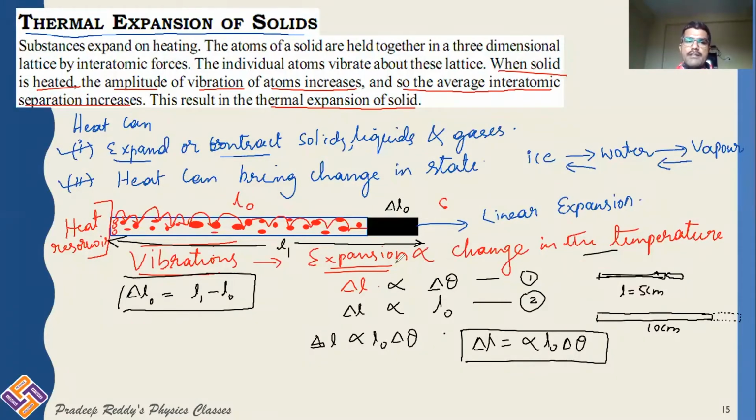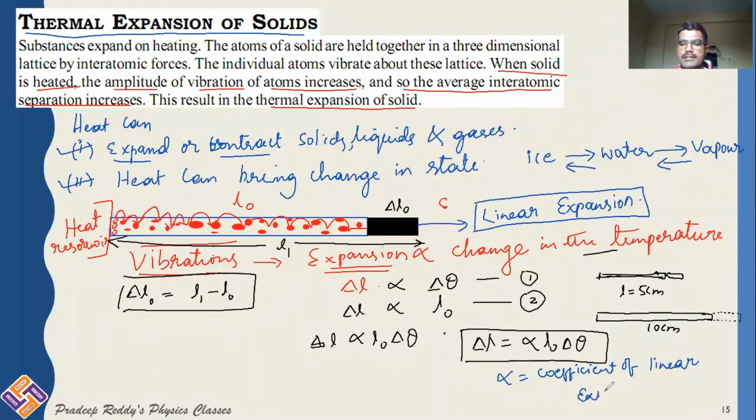When you are taking materials like a rod or a wire, as length is more dominating than area of cross section and height, there will be expansion across the length. Such expansion is called linear expansion. Linear expansion: delta L is equal to alpha L naught into delta theta, where alpha is called the coefficient of linear expansion.